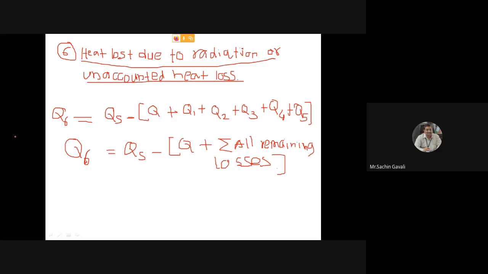Q6 is equal to QS minus, in bracket, Q plus summation of all remaining heat losses. What is QS? QS is equal to heat supplied to the boiler, total heat supplied to the boiler per kg of fuel. And what is Q?